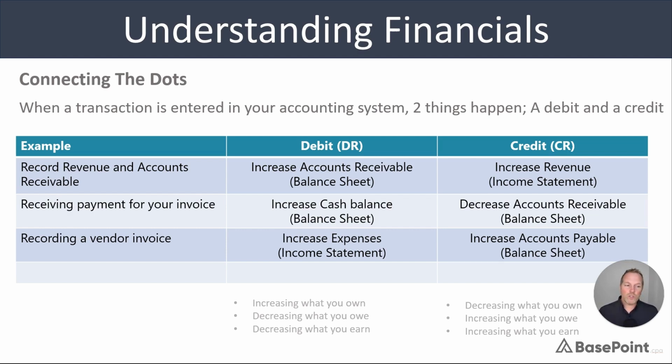So you're going to increase your insurance expense. That will decrease what you earn. So that's a debit on your income statement. And then you're going to increase what you owe because there's accounts payable there. And so you need to have a credit on your balance sheet for your accounts payable.